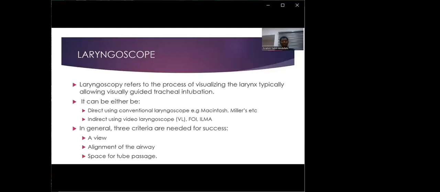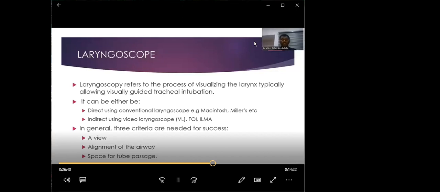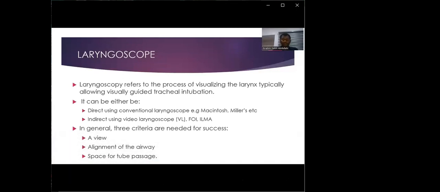So in general, 3 criteria are needed for success. 1, a view, so you have to see the vocal cords, and then alignment of the airway, and then space for tube passage, whether oral, tracheal or nasotracheal.